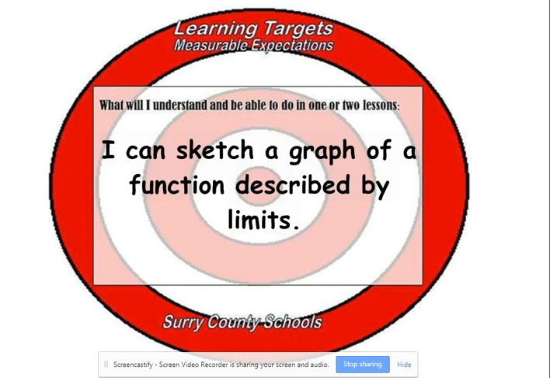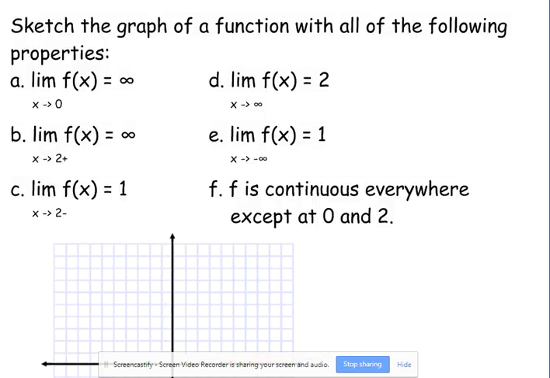Let's talk really quickly about sketching functions if they give us some limits. I also have a handout for this if you want to print it out or you want to come get a copy, but really you just need some graph paper. So they tell us all this stuff. So let's break it down. Let's start with that first one.